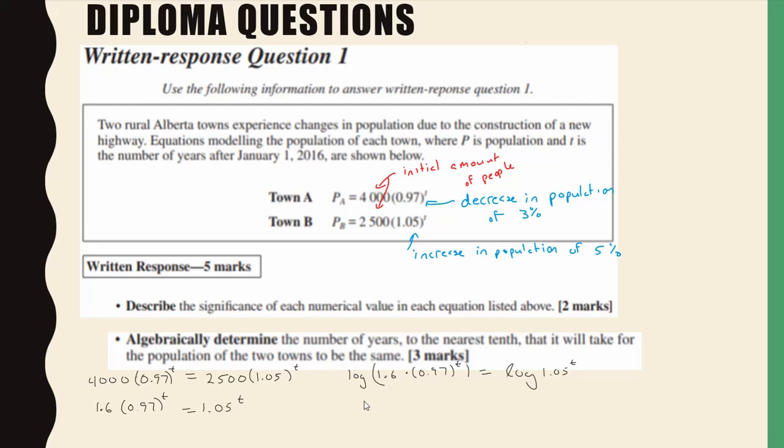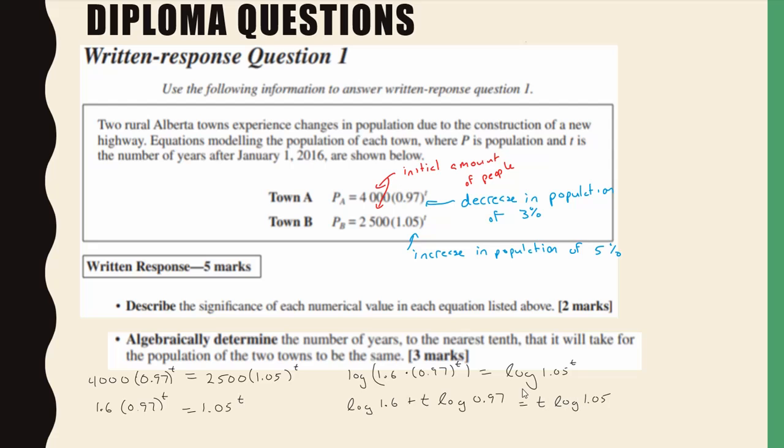Now I can use the product law to split apart this log. So I'm going to get log 1.6 plus. At the very same time, to save a little bit of writing, I'm going to use the power law. So this t is going to become my coefficient of my other log. So it'll be t log 0.97. And on the other side, I'll use the power law as well. So it'll be t times log 1.05.